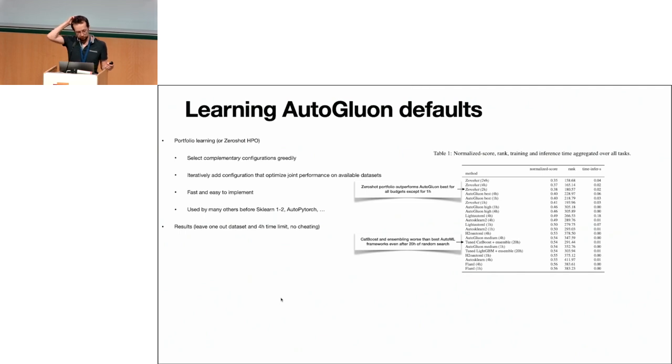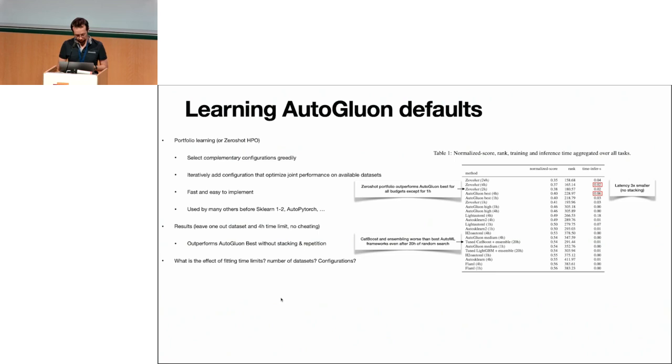However, with this portfolio, you can see that you can outperform AutoGluon's best, for all budgets except for 1 hour, but for 1 hour it's very close. And also in this case, we obtain this result without stacking, so you can see that the latency is much smaller. So yeah, we can outperform AutoGluon best without stacking, so with just a config change.